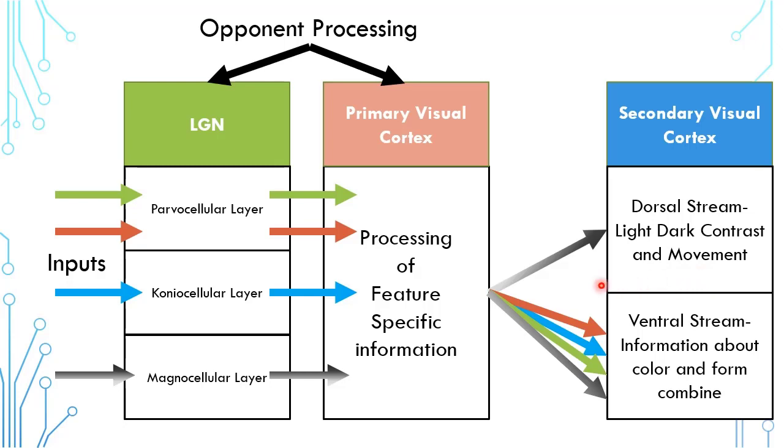So it's not that these streams only receive this information, but this is where the bias of information is, where this magnocellular information is biased towards the dorsal stream, and the color information is biased towards the ventral stream, because that's what we need to get form versus movement.